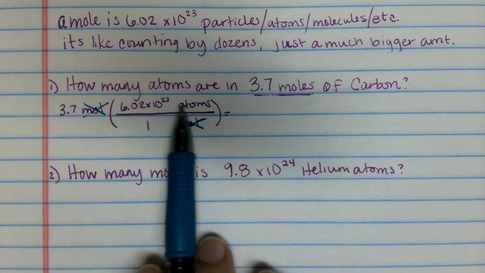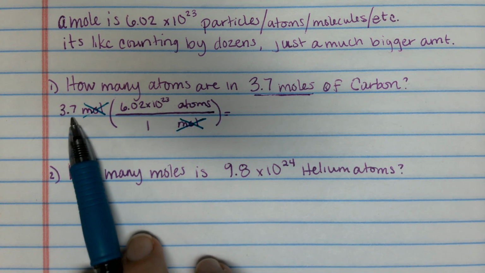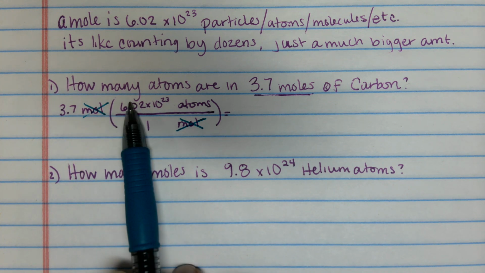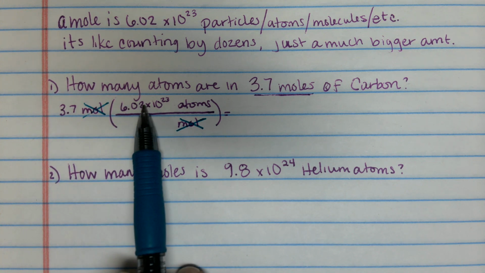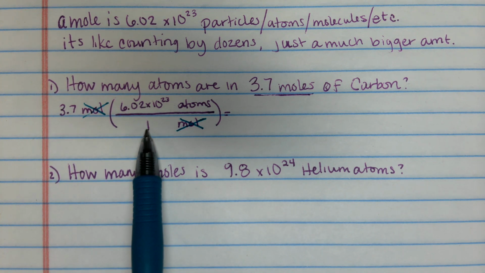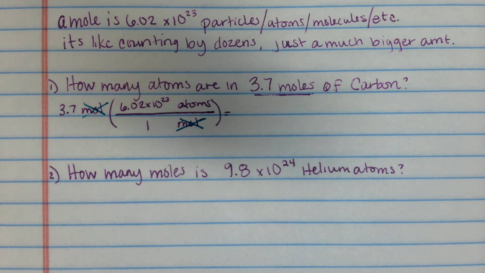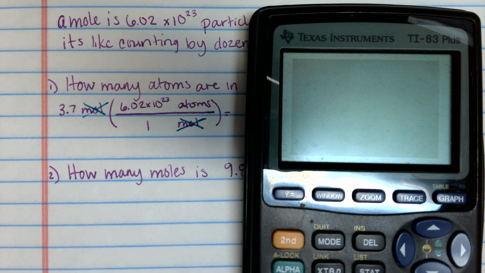In this case, the number ends up on the top. Anytime we do this, whatever's on the top will get multiplied and whatever's on the bottom gets divided. So we're going to do 3.7 times this divided by this. And we know from math that we don't have to divide by 1, but we can. It wouldn't hurt anything. So now I go and set this up. I do 3.7 times 6.02 times 10 to the 23rd power.